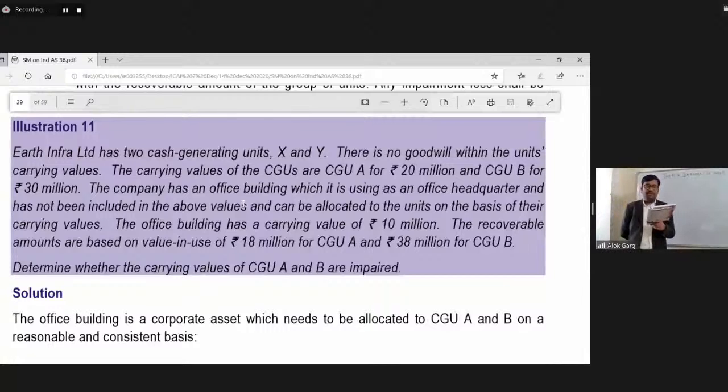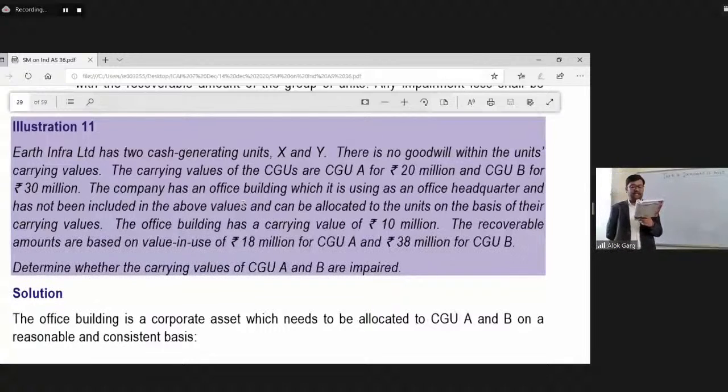Earth Infra has two CGUs, A and B. There is no goodwill within the units' carrying values. The carrying values of the CGUs are given: CGU A is 20 million and CGU B is 30 million. The company has an office building which it is using as its headquarters and which has not been included in the above values; it can be allocated to the units on the basis of their carrying value. So there is a corporate asset. This corporate asset has not been allocated so far, but it has to be allocated on the basis of the carrying values.